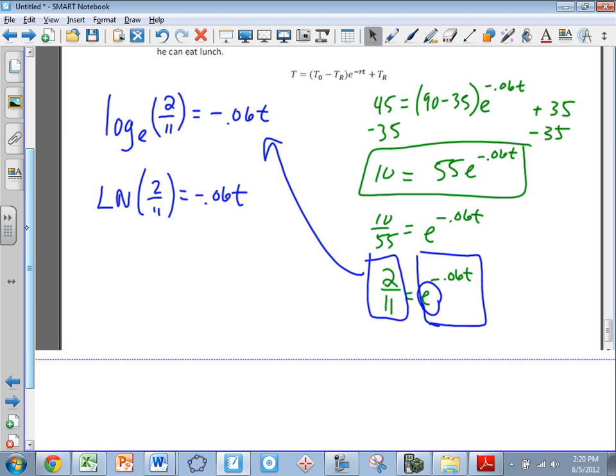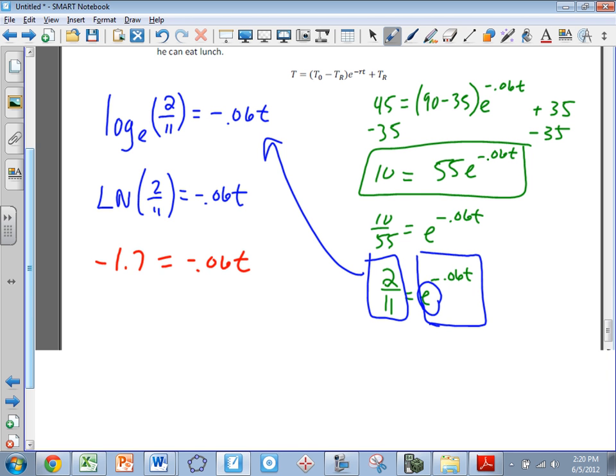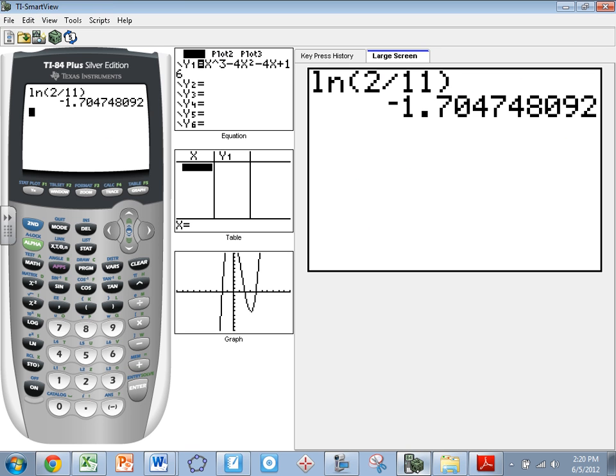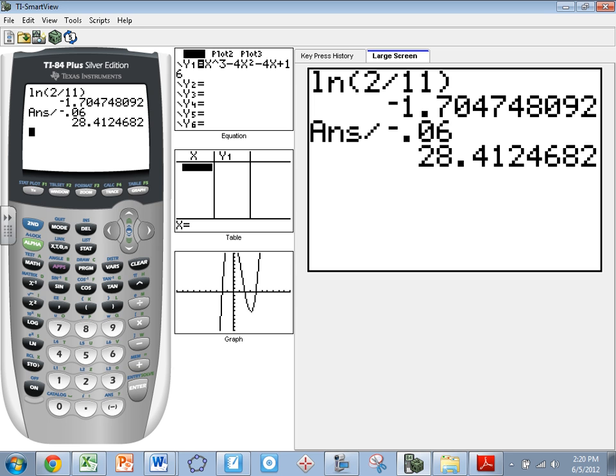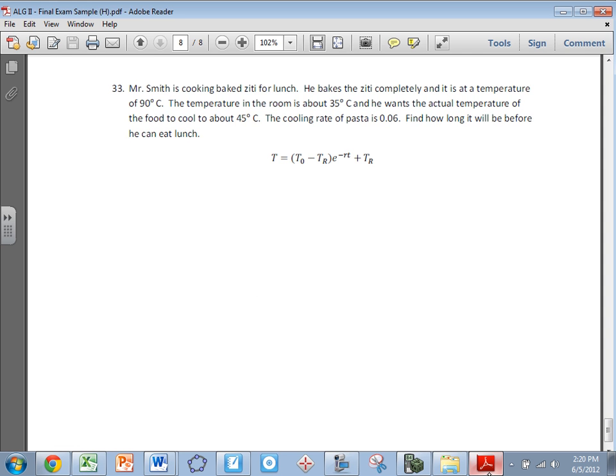Okay, so we've got really negative 1.7 equals negative 0.06 t. So divide by negative 0.06, divide by negative 0.06. And go back to your calculator and don't erase what you have there. Just hit divide by negative 0.06, so it stores all those decimals, and you'll get 28.41. And let's go back to our problem.